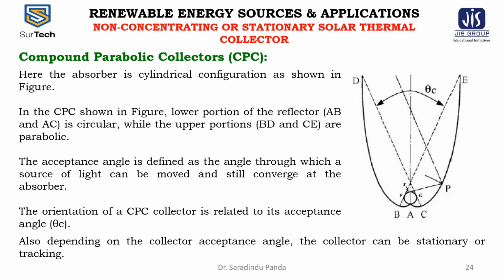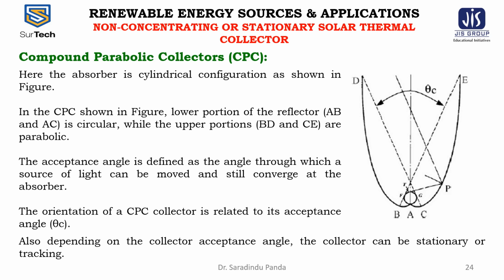The acceptance angle is defined as the angle through which a source of light can be moved and still converge at the absorber. The orientation of a CPC collector is related to its acceptance angle, theta c. Also, depending on the collector acceptance angle, the collector can be stationary or tracking. A CPC concentrator can be oriented with its long axis along either the north-south or the east-west direction, and its aperture is tilted directly towards the equator at an angle equal to the local latitude.